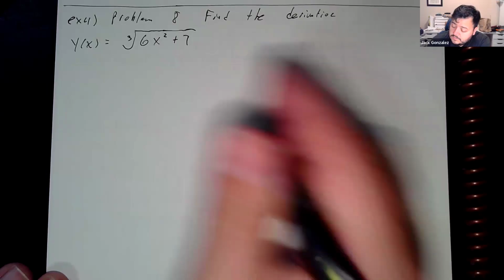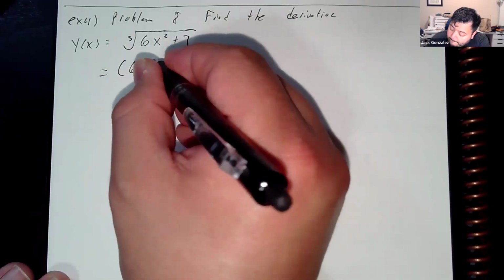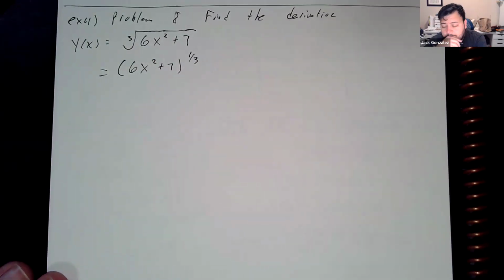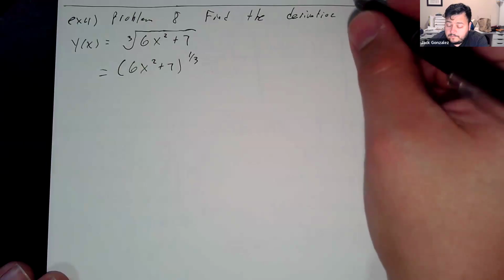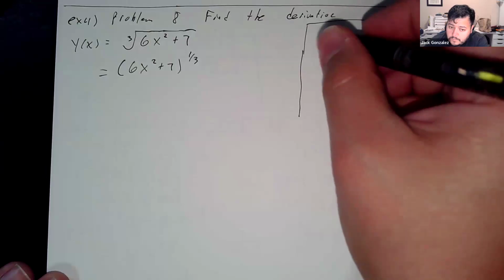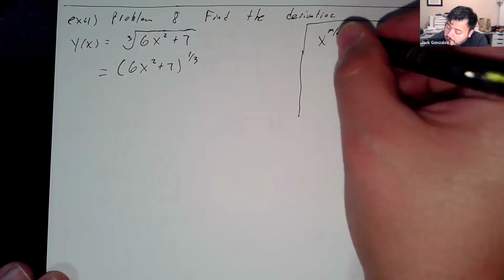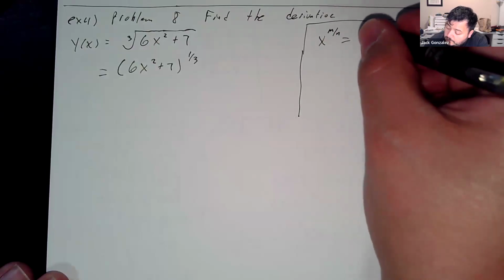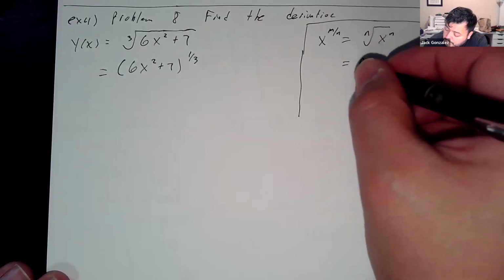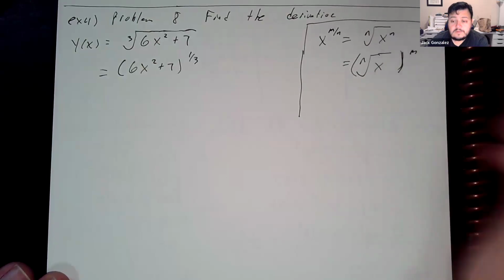Whenever you see a radical like this, I recommend you first start by rewriting it as a power. Remember, x to the m over n is equal to the nth root of x to the m, or the nth root of x, the whole thing to the m. Same thing.